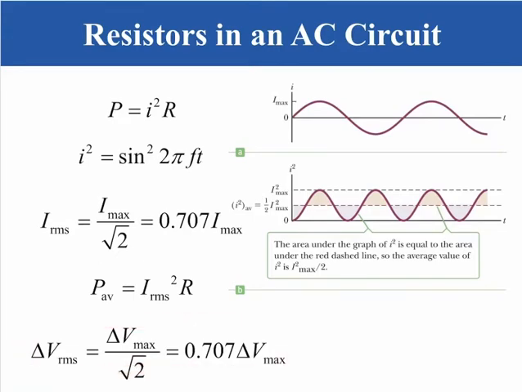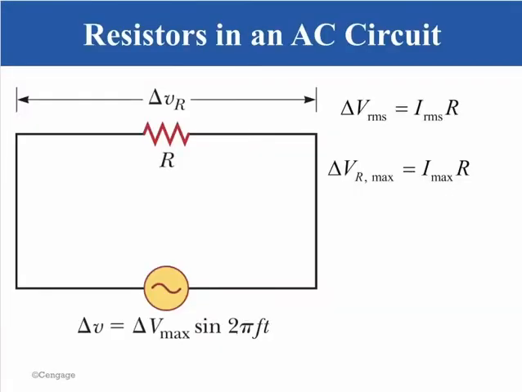Delta V RMS is the RMS voltage and delta V max is the maximum value of the alternating voltage. When people talk about measuring an AC voltage of 120 volts from an electric outlet, they actually mean an RMS voltage of 120 volts. A quick calculation using the last equation shows that such an AC voltage actually has a peak value of about 170 volts.